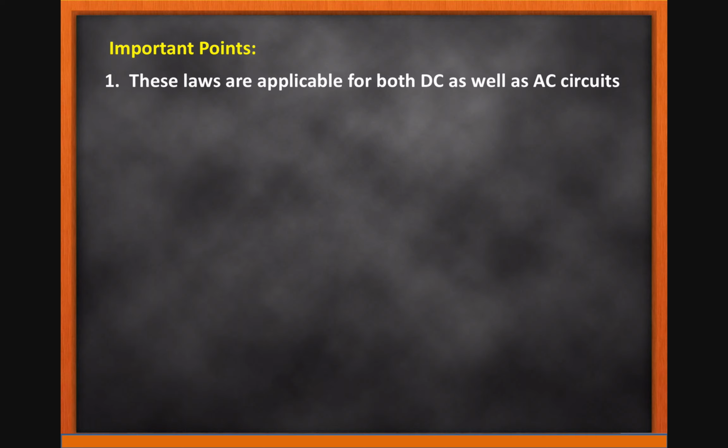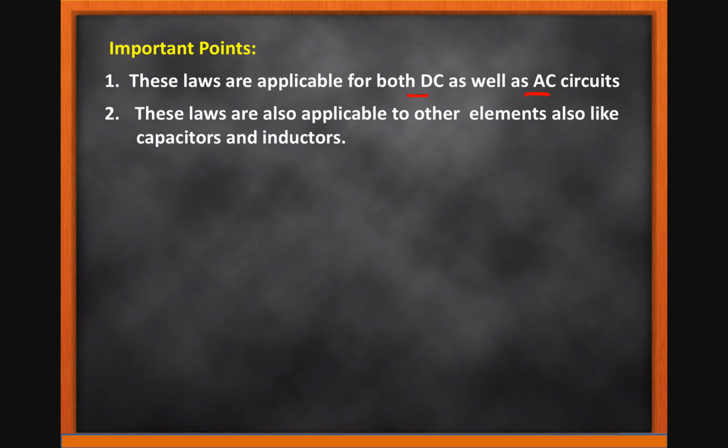Now some points regarding Kirchhoff's laws. These laws are applicable for both DC as well as AC. We can apply Kirchhoff's law for AC circuits as well as for DC circuits. AC means alternating current and DC means direct current. These laws are applicable to other elements also, meaning if a circuit contains capacitors, inductors, resistors or combinations of these, we can apply KVL or Kirchhoff's laws for these circuits.